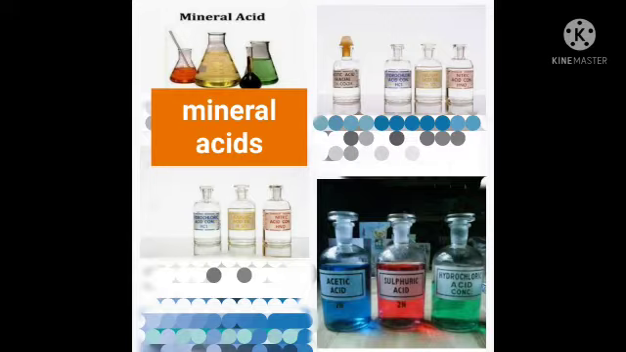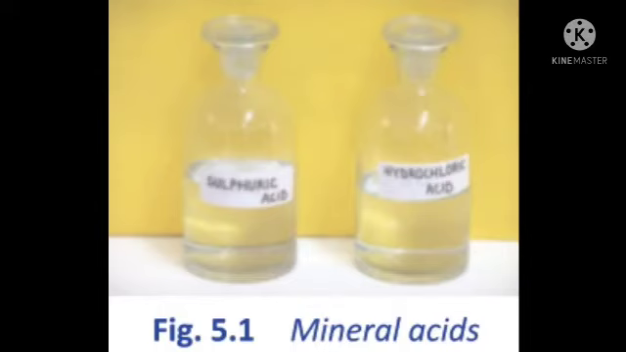What are the two types of acids? Mineral acids and organic acids. First, mineral acids: hydrochloric acid, sulphuric acid, nitric acid. These are all examples of mineral acids. These are used in the laboratory. These acids are produced from chemical substances existing in nature, that's why we call them mineral acids. What are the examples of mineral acids? Hydrochloric acid, you already know how to write HCl. The chemical formula for sulphuric acid is H2SO4.